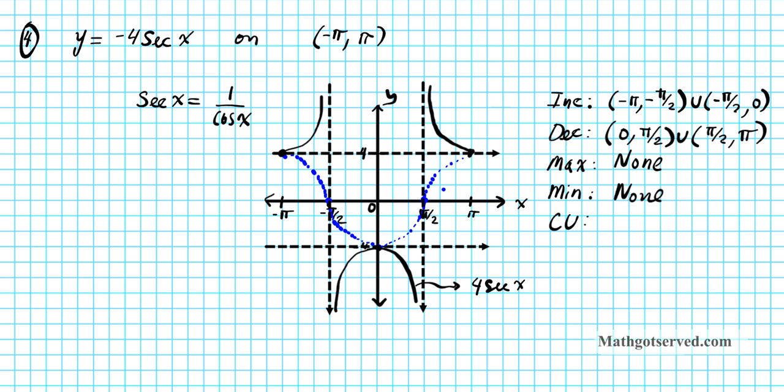How about our concavity? Upward facing concavity occurs in these two intervals right here. So from negative pi to negative pi over 2, and then from pi over 2 all the way to pi. Downward facing concavity, only this one interval here, from negative pi over 2 all the way to pi over 2, and that's that.